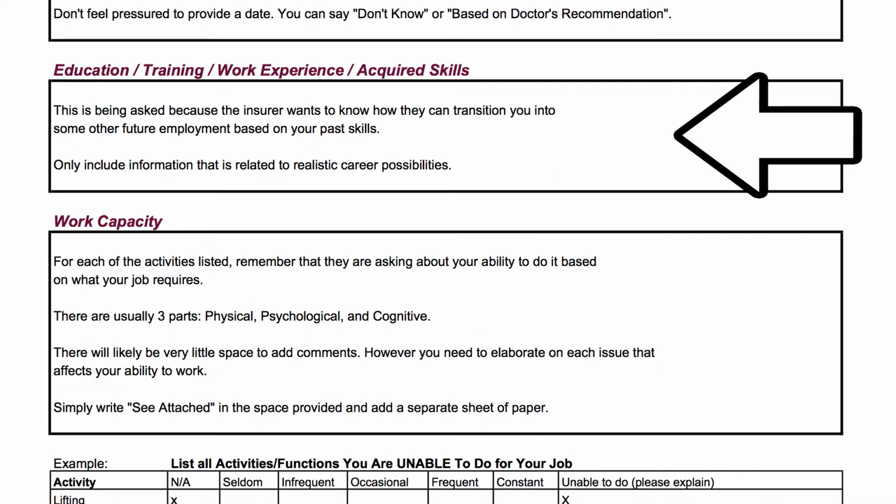Next, your education, training, work experience, or acquired skills. This is being asked because the insurer wants to know how they can transition you into some other future employment based on your past skills. What's important about this section is to only include information that is related to realistic career possibilities, not something you've been studying for and haven't completed. Maybe you've been a hairdresser when you were 18 years old and now you're 50 years old, but you haven't been working that career for years. That's not a related occupation.